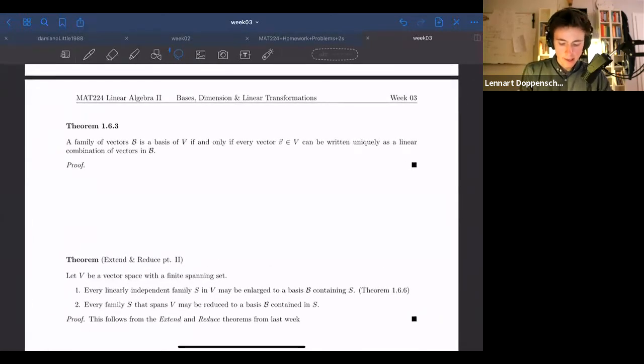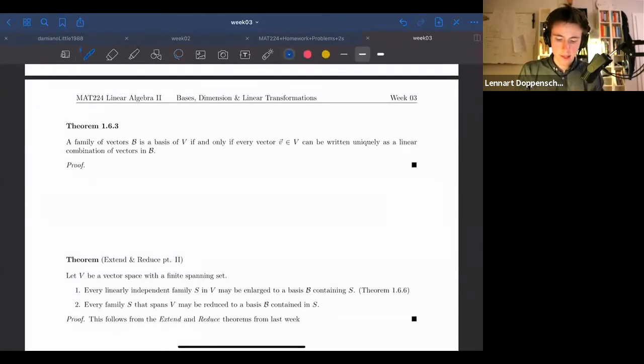But it says exactly that if we have a vector space with a basis, then every vector in this vector space has a unique representation as a linear combination in this basis. And vice versa, if we have a set where every vector in the space can be expressed uniquely as a linear combination, then this is a basis.